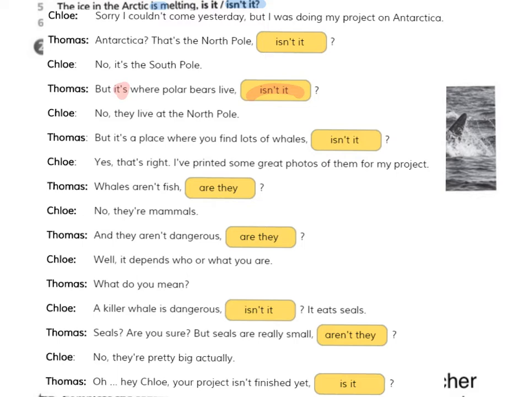No, they live at the North Pole. But it's a place where you find lots of whales, isn't it?